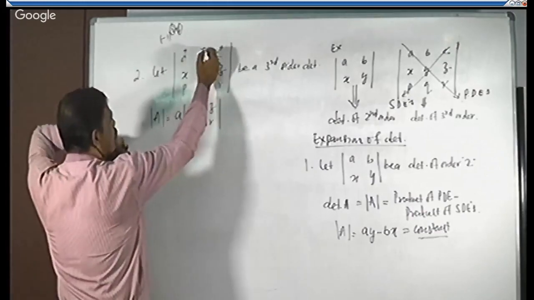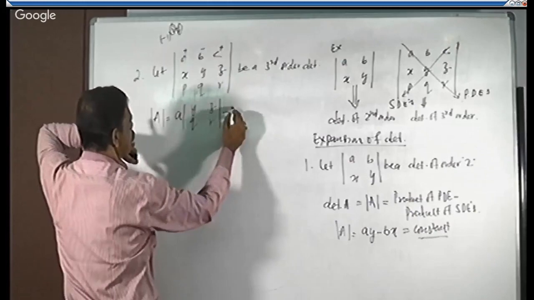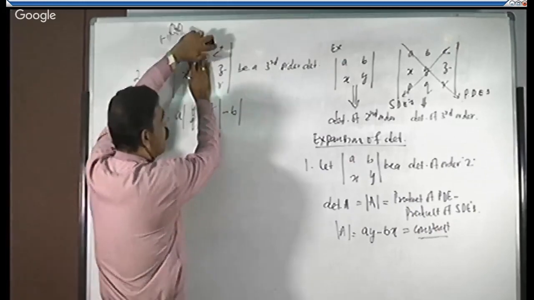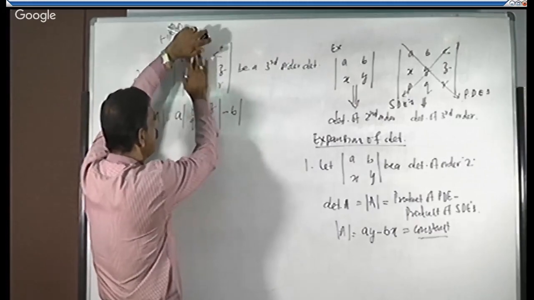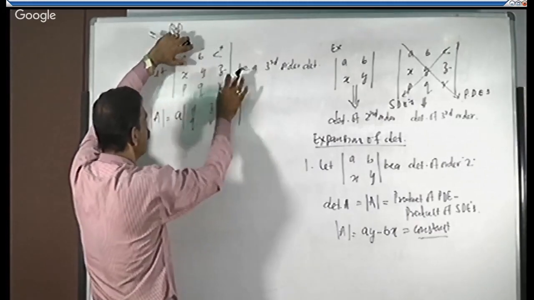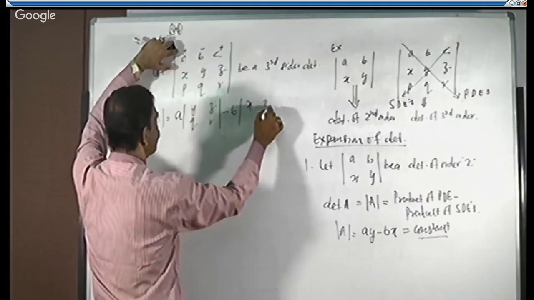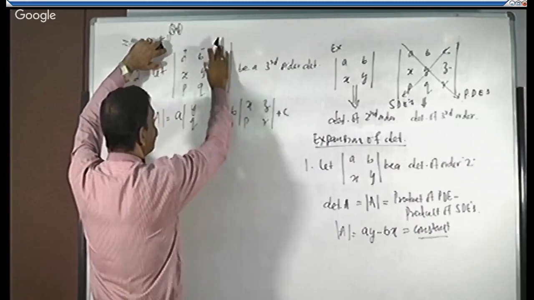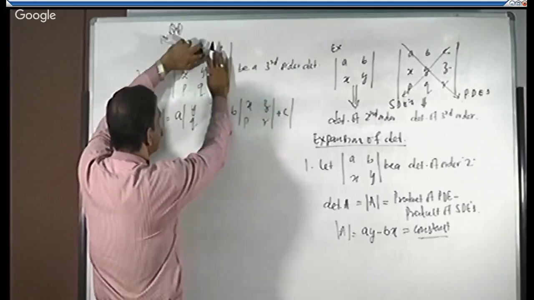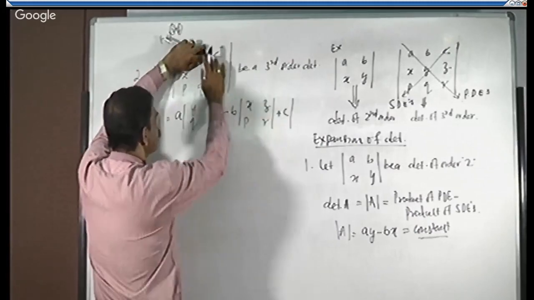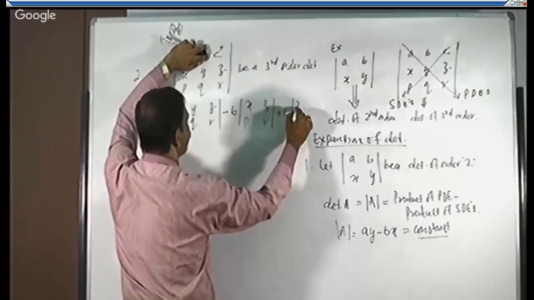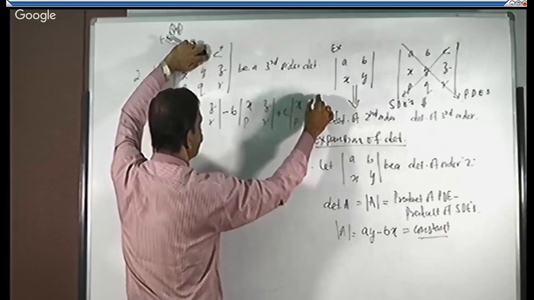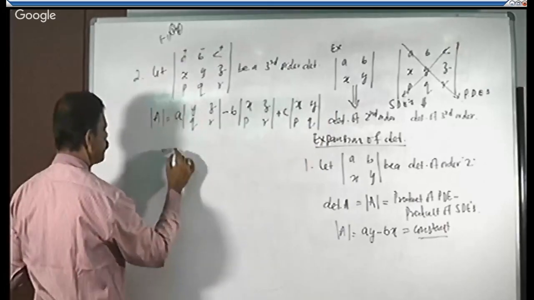Then minus the second element, which is B. Leave its column and row. The other elements left out are X, Z, P, R. Plus the third element of the first row, C into. Leave the corresponding column and row. The remaining elements are X, Y, P, Q.